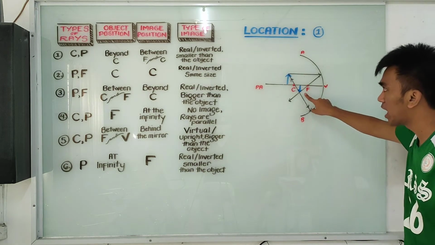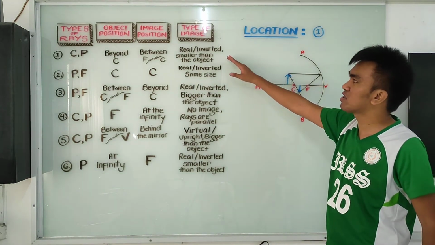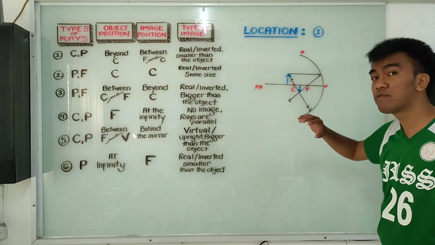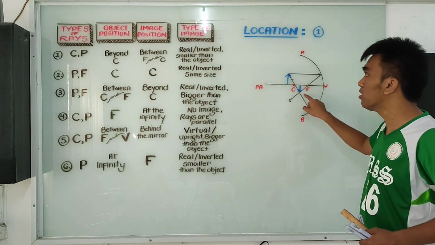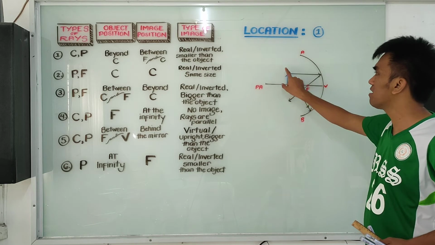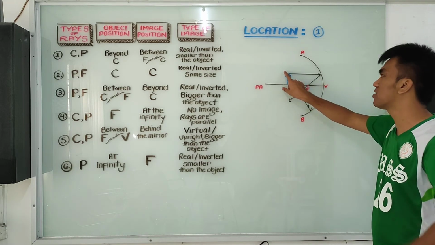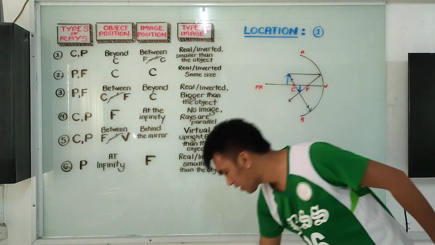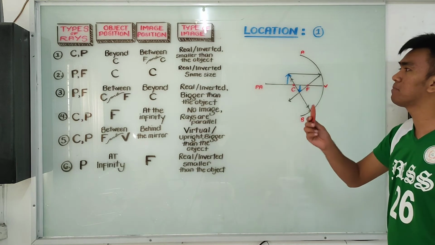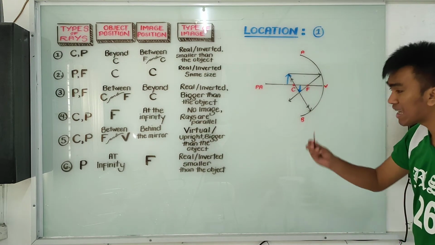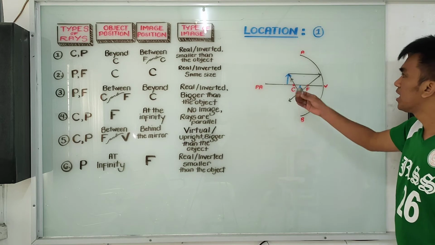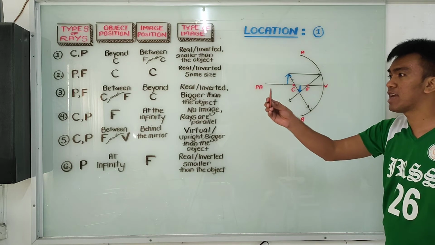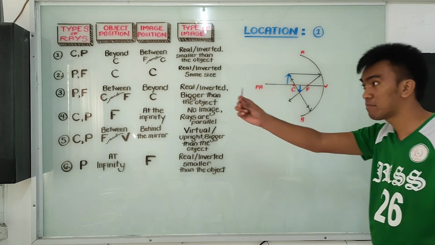So let us describe the image. The image is real and inverted. Okay, it's real and inverted, nakabaligtad. It's smaller than the object, since this arrow that points upward represents an object. So this is bigger, but the image formed is smaller. So if I'm going to look at a spherical mirror, and if I am beyond C, definitely the image that will be formed is real and inverted, and smaller than me.